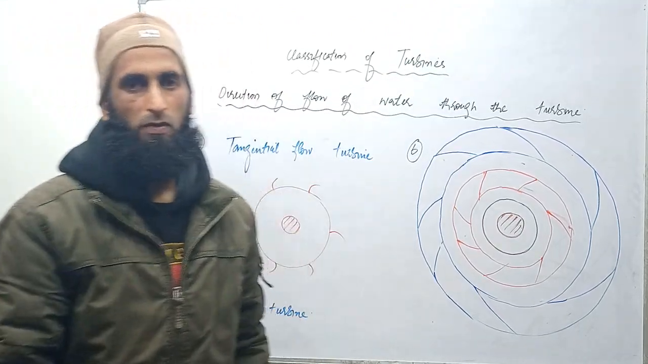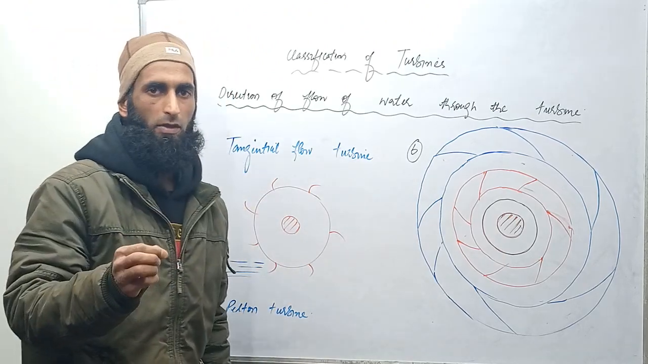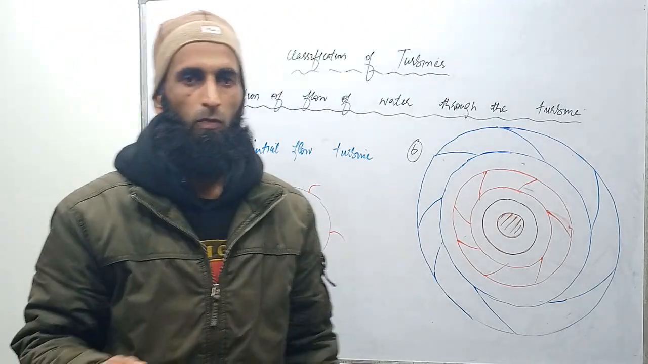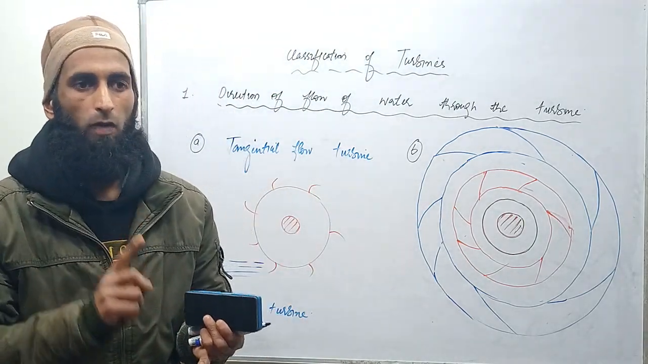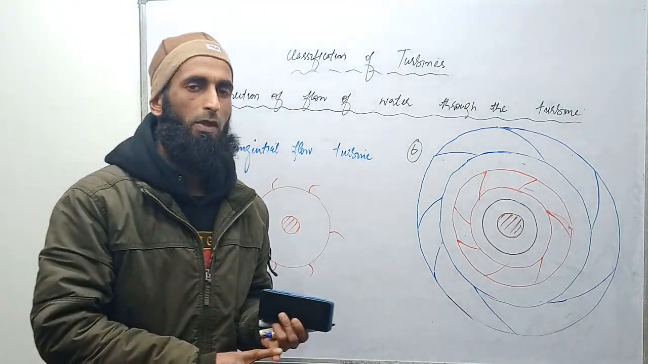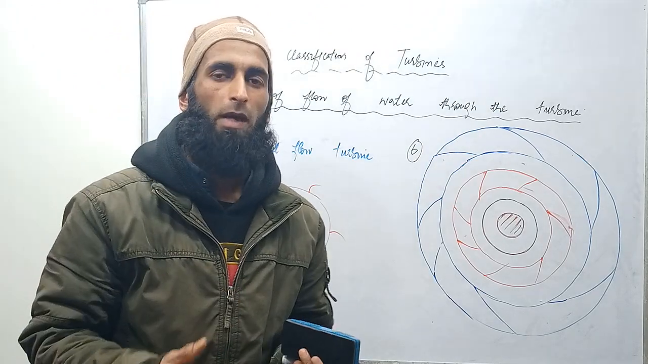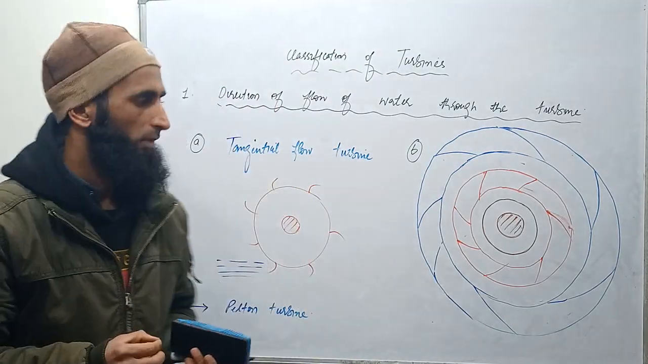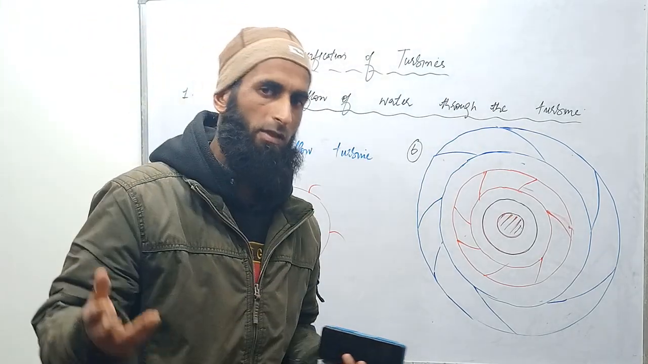So today we are going to study the classification of turbines. We have parameters to classify the turbines. One is the type of energy present at the inlet, and one is the direction of flow of water through the runner. And one parameter is the head available at the inlet of turbine, and one more parameter is the specific speed of the turbine. So on the basis of these three parameters, we classify the turbines.